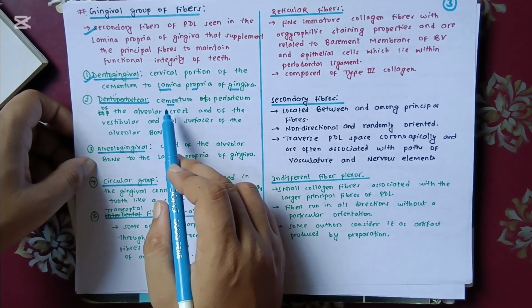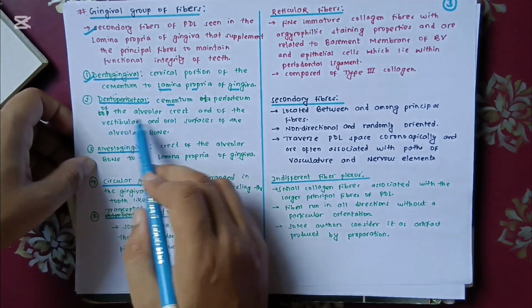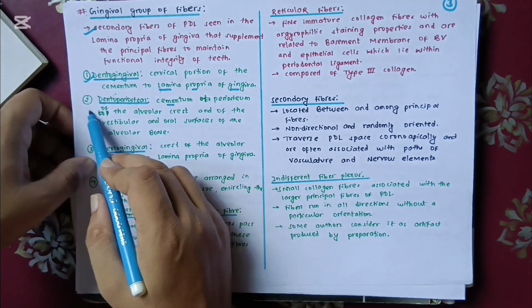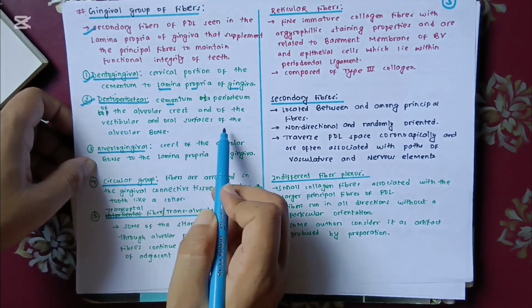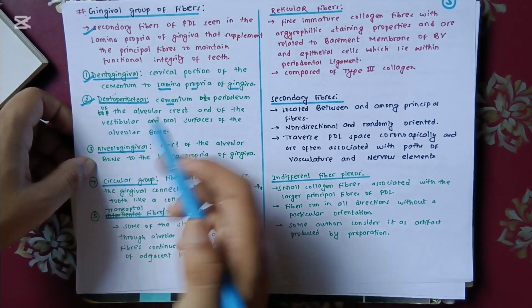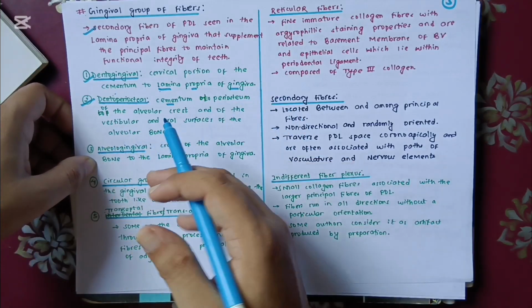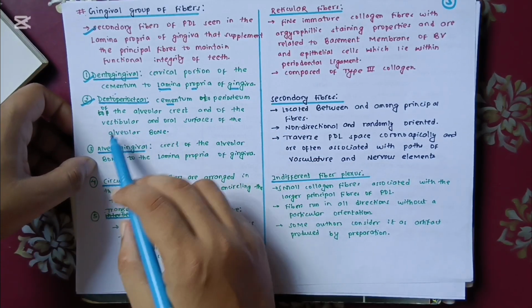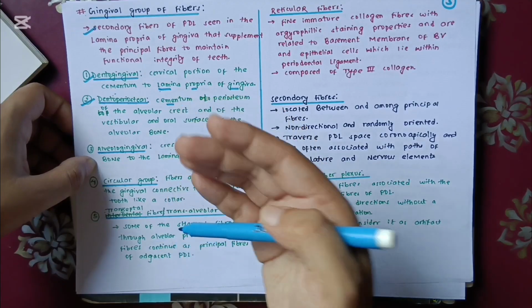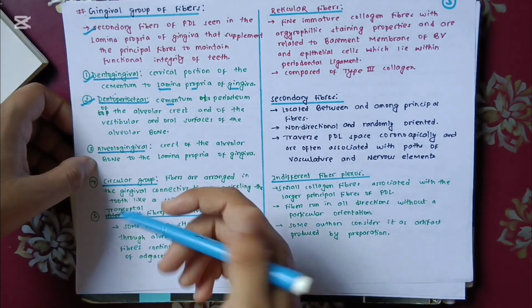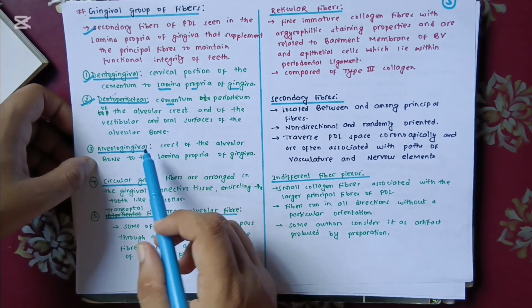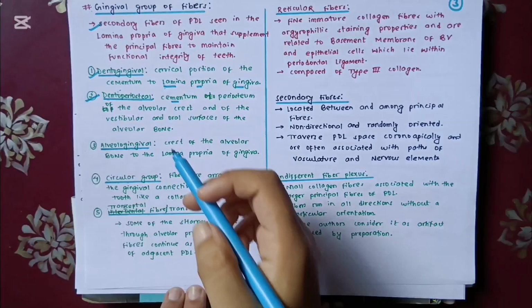So the cementum of the tooth connects with the periosteum of the alveolar crest and the vestibular and the oral surface. Vestibular means towards the vestibule and oral means towards the oral cavity. I think you are clear in this. Vestibule means the space between the lips and the gingiva. So that is the vestibular side. So this is the dentoperiosteal.